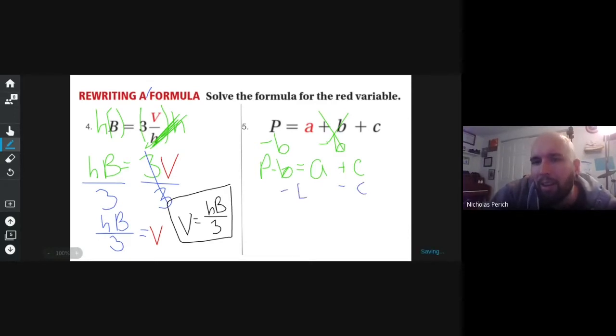The opposite of plus C, which is minus C. Plus C, where am I? Calculus class? 3 of you get that. So I have P minus B minus the ugliest C I've ever made in my entire life equals A.